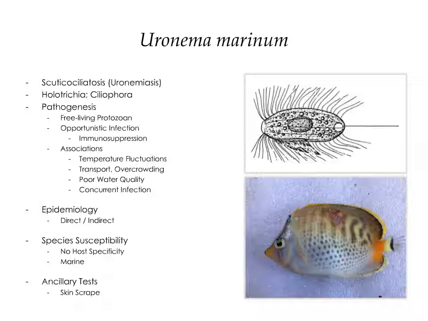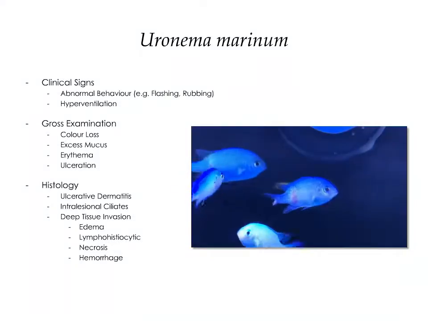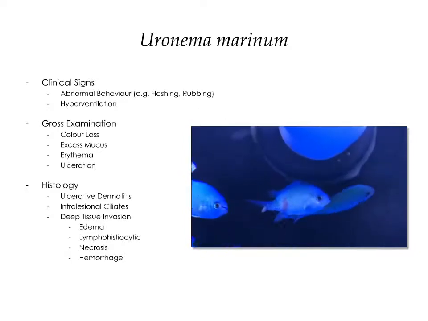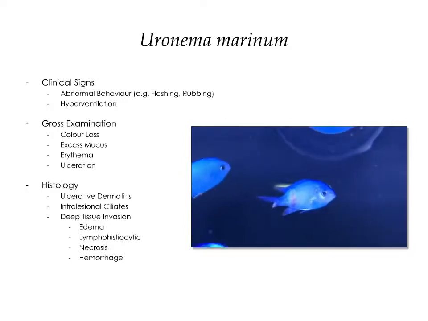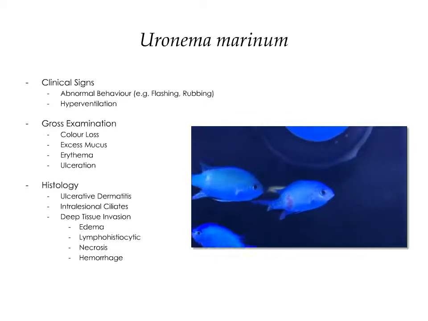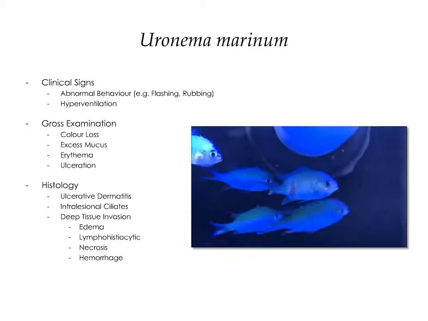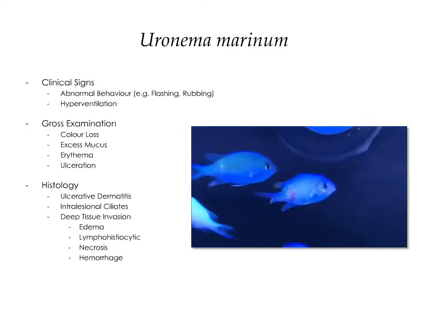The image on the top right is a diagrammatic representation of Uronema marinum. The image on the bottom is an example of a skin infection in a tropical fish. If you look closely, you'll notice an area of ulceration in the dorsolateral aspect of the body. Clinical signs associated with uronemiasis include abnormal behavior and hyperventilation. Examples of abnormal behavior include flashing and rubbing. On gross examination, there are areas of color loss and excess mucus production. Other changes within the infected area include erythema and ulceration.